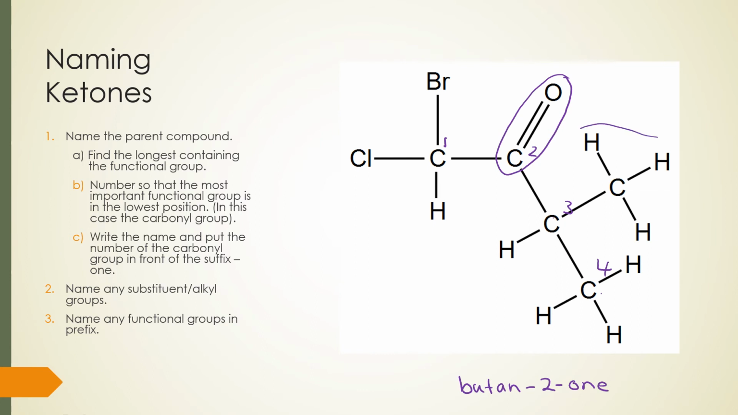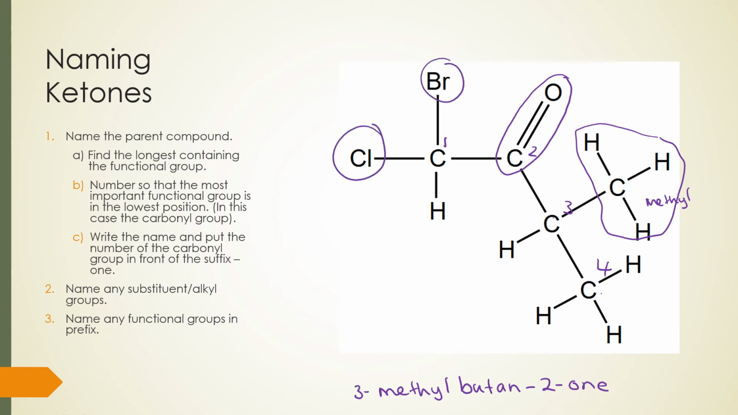Now we have one branch here with one carbon in it, so it's a methyl. So we go methyl, and that's on carbon number 3. And then we have a bromo and a chloro, and they need to go alphabetical. So it's a chloro, carbon number 1, and a bromo on carbon number 1. So this compound is 1-bromo-1-chloro-3-methylbutan-2-one.